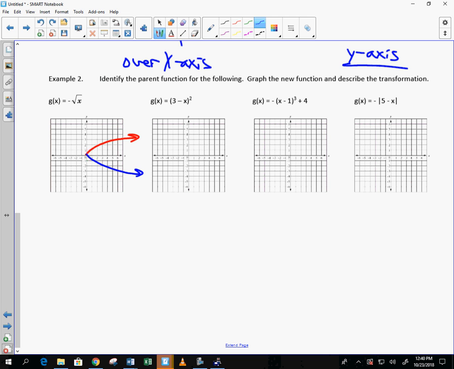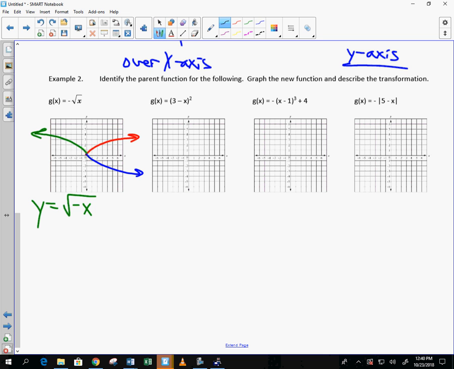Is everyone okay with that graph? And what if I were to change it? A few years ago I brought this up and it seemed to be helpful for people. Now the negative is on the inside. So that's going to be a reflection over the y-axis, so it's going to go back like that.